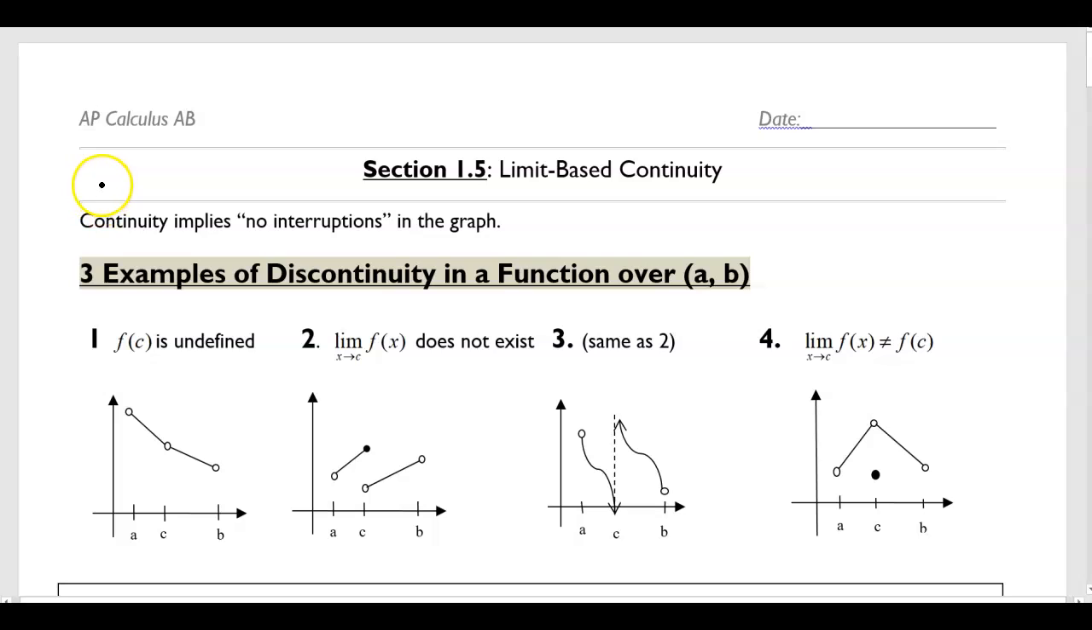So there are a few specific types of discontinuities that we're going to talk about. The first one is where f of c is undefined. And so on the graph, this might look like a hole. So we have a special name for that, that's called a removable discontinuity.